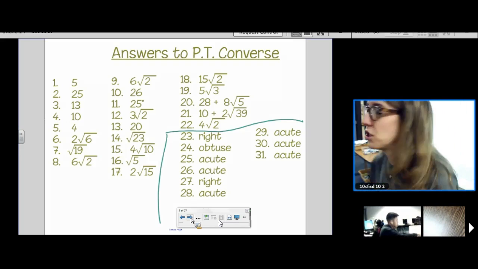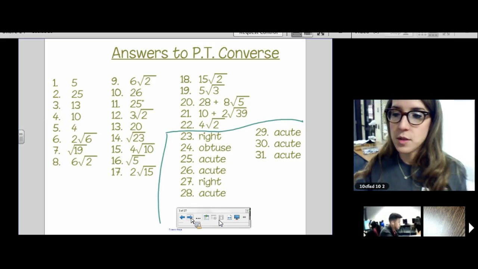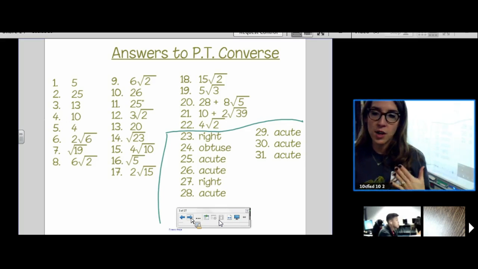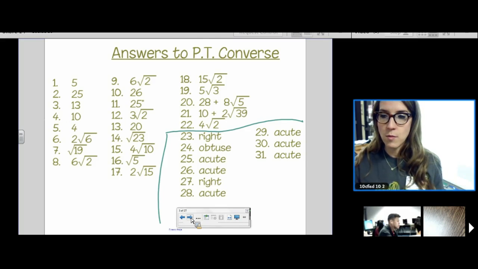Problems 1 through 22 were awesome radical practice. It was awesome Pythagorean theorem practice. Both of those will be on your quiz tomorrow, but none of those were converse practice. So make sure you've tried 23 through 31.